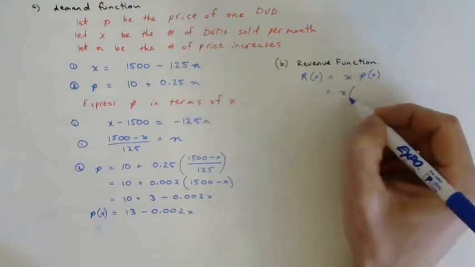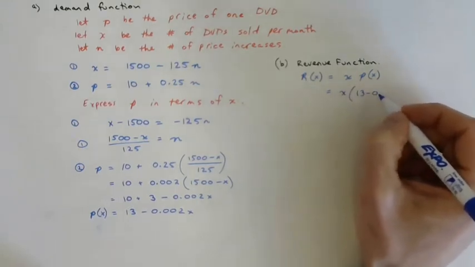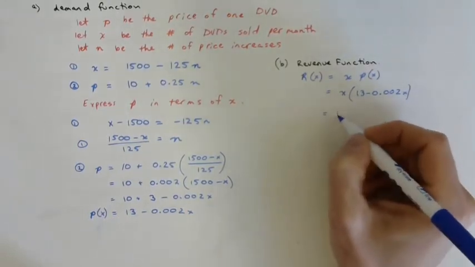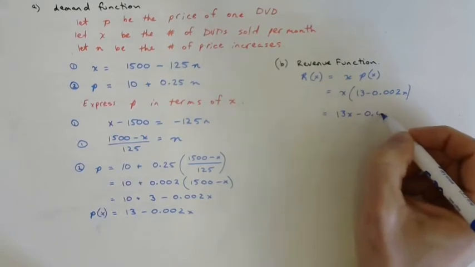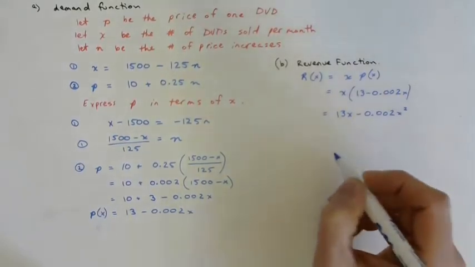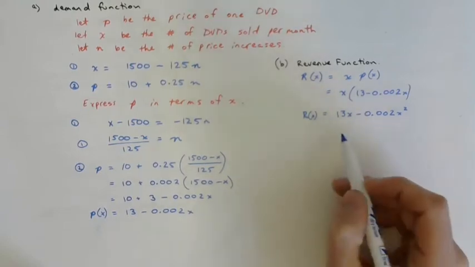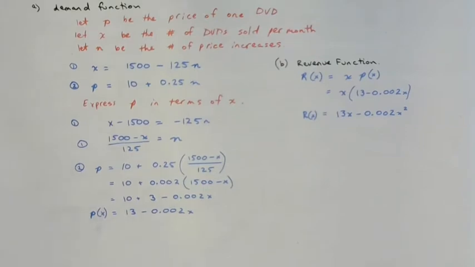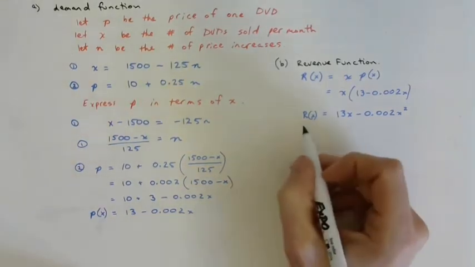So we have x times, in brackets, 13 minus 0.002x. Distribute our x, we have 13x minus 0.002x squared. So our revenue function is a quadratic. And the goal of B is actually to develop a marginal revenue function and then find out what the marginal revenue is when the sales are 1,000 DVDs per month.